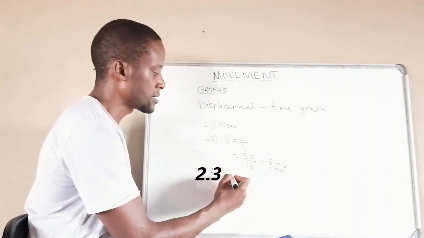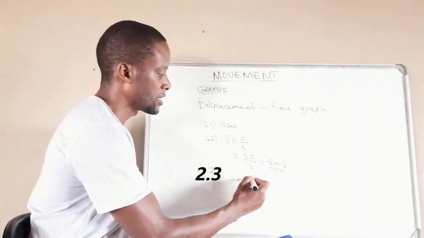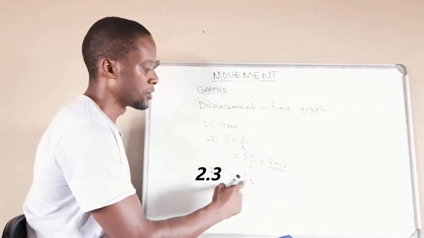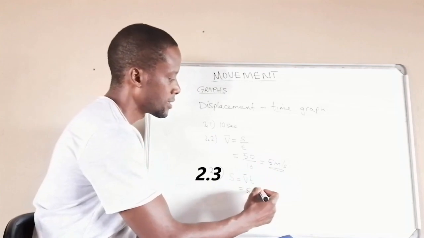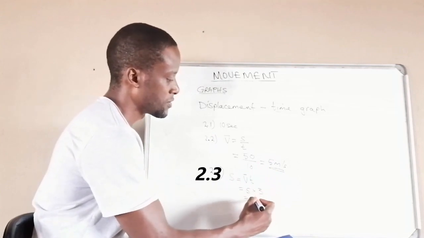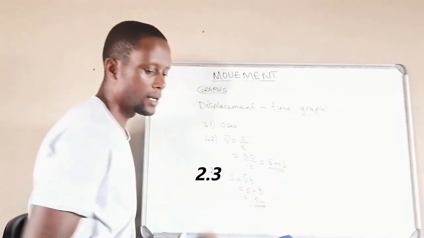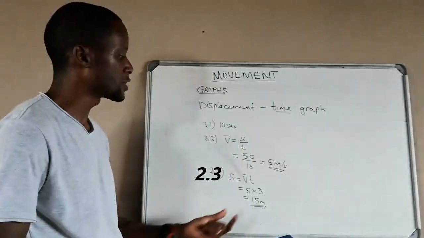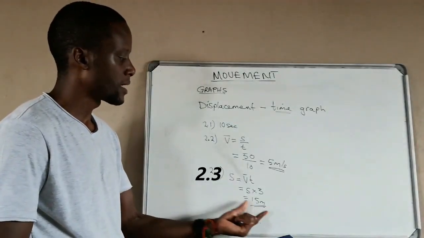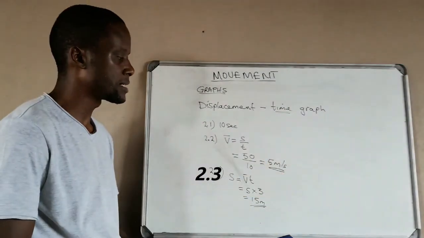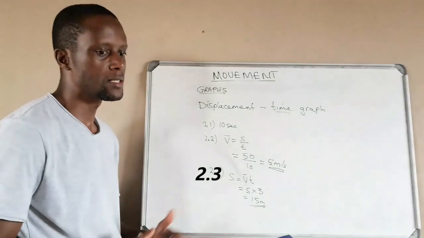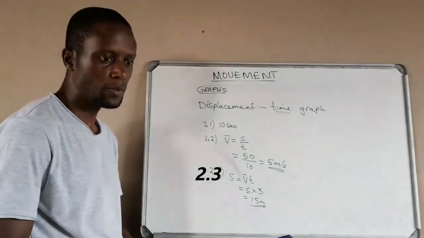So if we play around with this, our displacement is equal to v times t. Now remember, we're using the average velocity. So we'll say 5 times 3 seconds, which will give us 15 meters. So this is just an assumption that we could have traveled 15 meters within 3 seconds, because we are assuming that it was moving at 5 meters per second throughout the 10 seconds that it traveled from A to B.